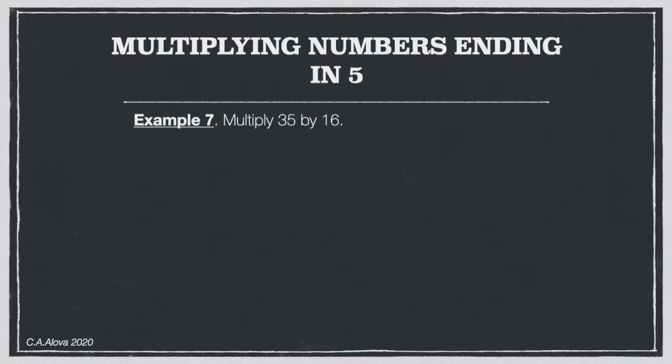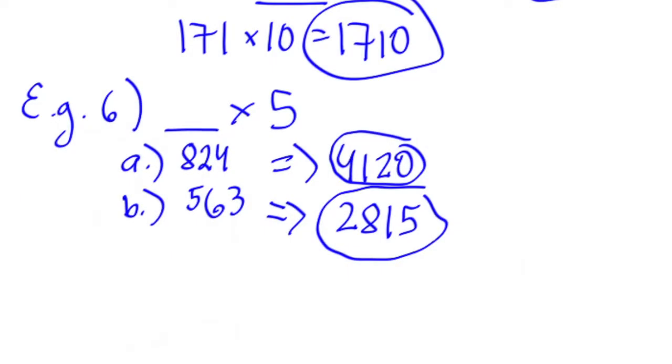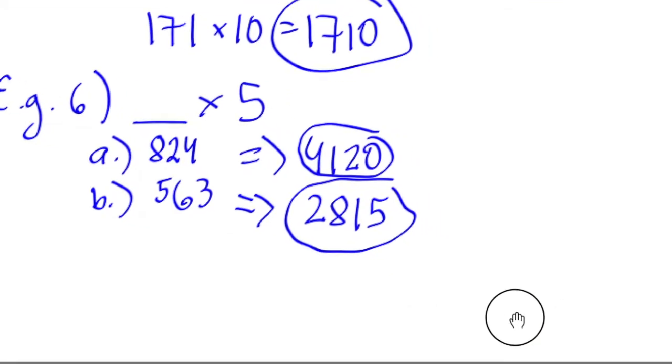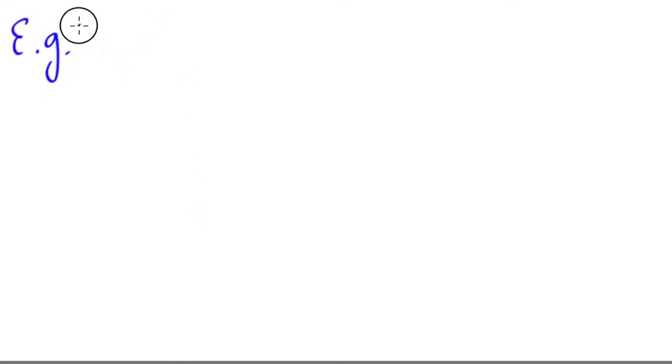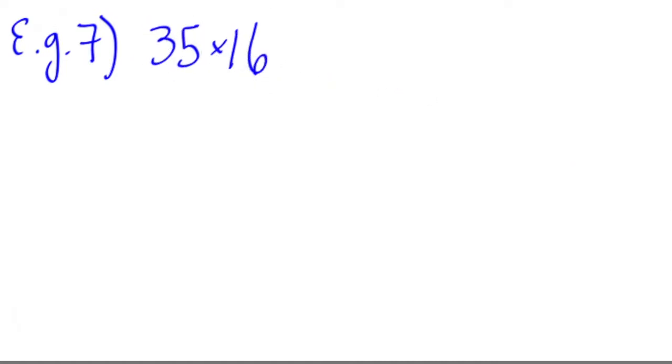Okay, for example, again, we need to multiply 35 by 16. So let's have some space over here. Example number 7: multiply 35 by 16. If we do that, like we said, it's applicable whenever the numbers have a factor that ends with 5. So how do we do that?